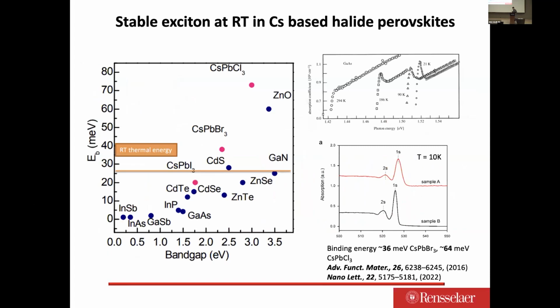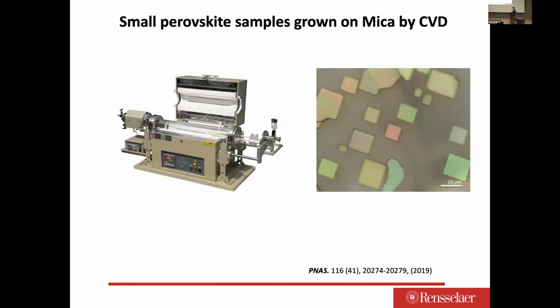So there is a stable exciton at room temperature with cesium-based halide perovskite. For example, for cesium-lead chloride, people measure about 60 or 70 meV. If you lower the temperature, you can even see the Rydberg state, essentially higher excited states of this exciton. Those are really rare in solid state systems. You only see this traditionally with high quality MBE systems. But here, with a solution process or CVD process material, you can see the 1s, 2s really nicely. In our measurement, the binding energy of cesium-lead bromide is 36 meV and cesium-lead chloride is 64 meV. So those are really stable against room temperature thermal fluctuation.